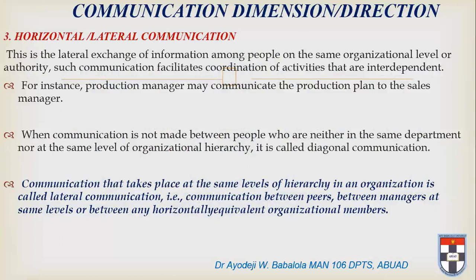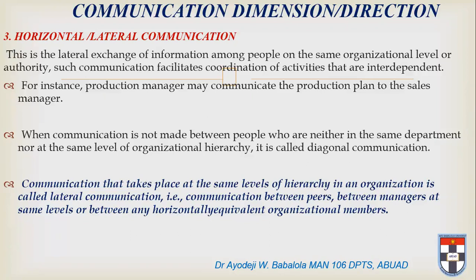Horizontal or lateral communication is the exchange of information among people on the same level in the organization. We have the same level, or the same authority. For instance, heads of departments, directors, and so on. People on the same level within an organization. When they communicate among themselves, it's like peers are communicating. So they use such communication to facilitate coordination of activities that are interdependent.